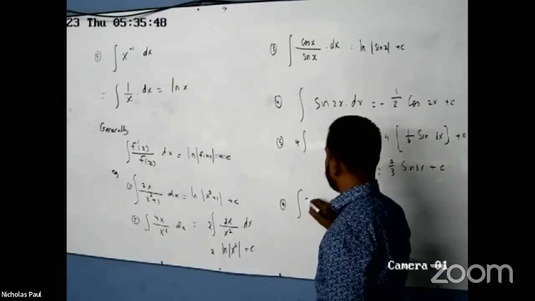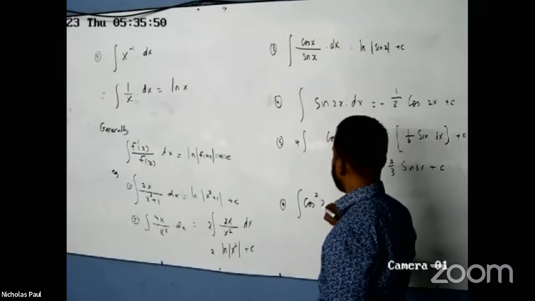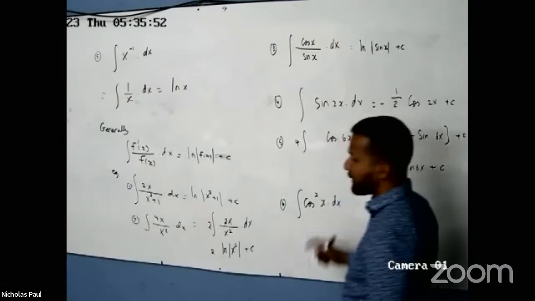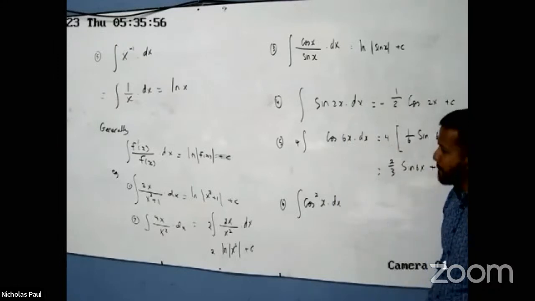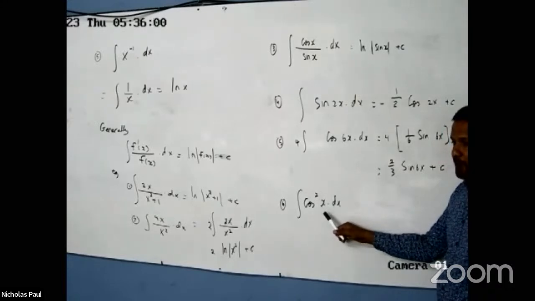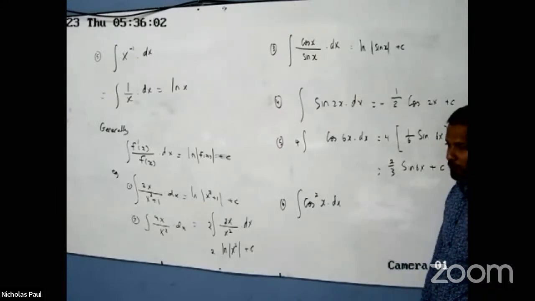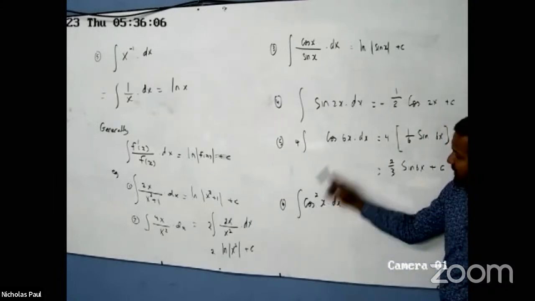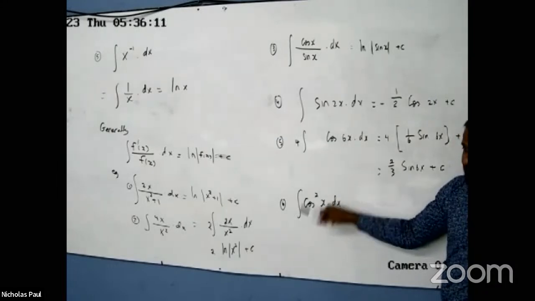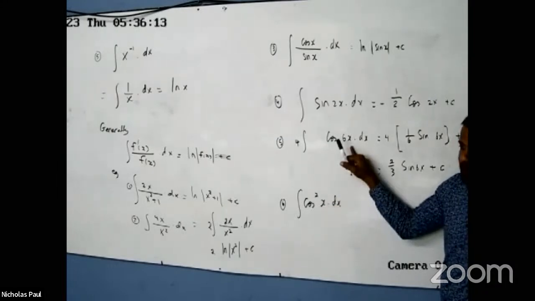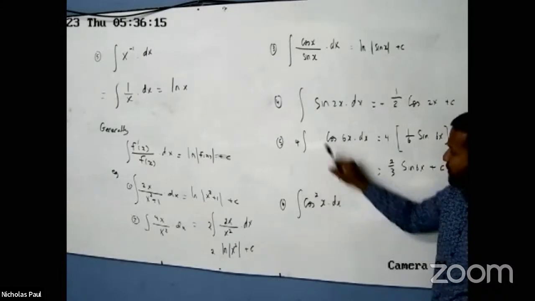How do we integrate cos squared x? Let's start easy. How would you integrate something like this? Any ideas? When you see questions that are not in this form, you have to find an identity that could take it from here to here. There's an identity that'll take it from here to here.